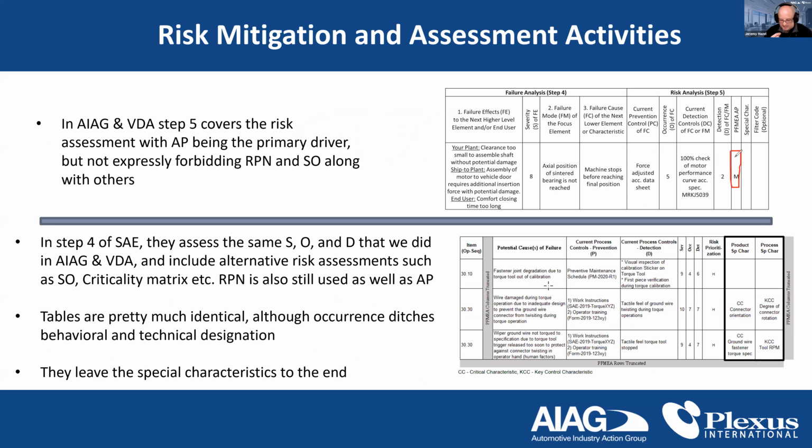Now, if you dig into both books, they have alternative risk assessments. Even AIAG VDA does not forbid the use of RPN. In black and white, it says that RPN can be used as one indicator, one facet to augment the AP. And it even advocates for an S times O as one facet of it. Same thing is true in SAE.